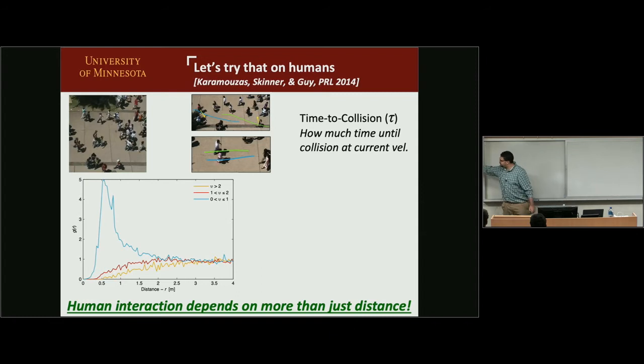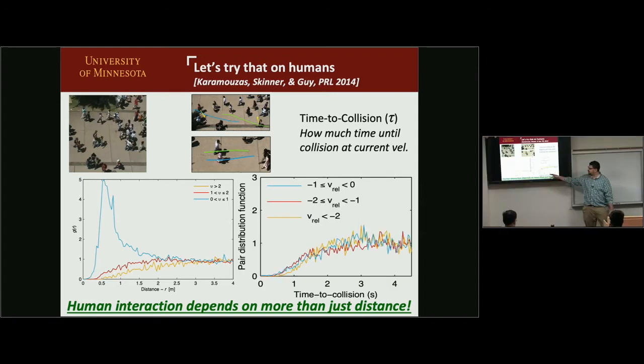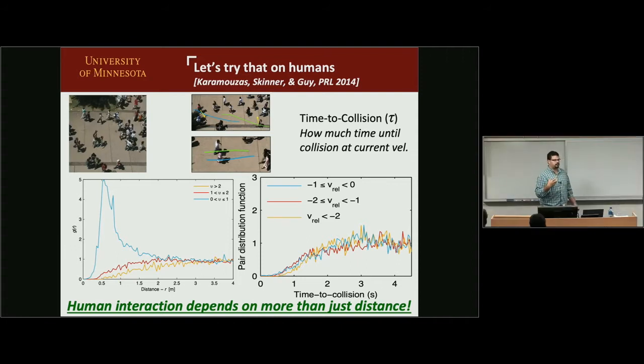So we redo the same thing, but our x-axis has changed, and now it's time to collision. And no matter how we bin the data, we get the same result. We get the same distribution. We get the same energy. So this is really the big important finding of this work, that we can well model the distribution. We can well model the energy that people feel just by thinking about the time between us rather than the distance.